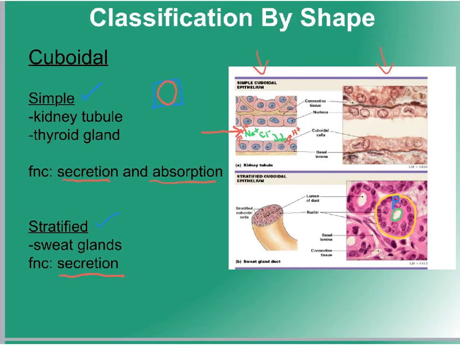Here's a cuboidal cell, and here's a cuboidal cell. And so in the case of a sweat gland, the water or salty, watery product that we know as sweat is going to be secreted into that duct right there and taken to the surface.